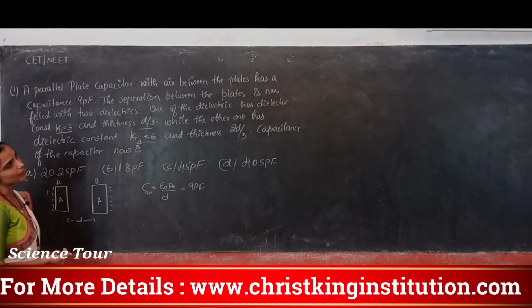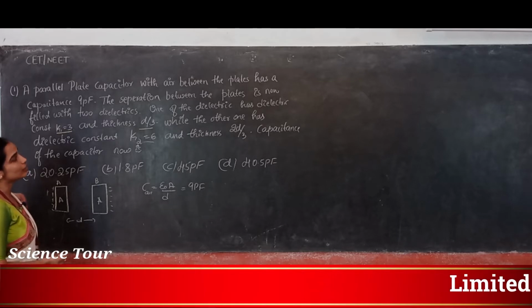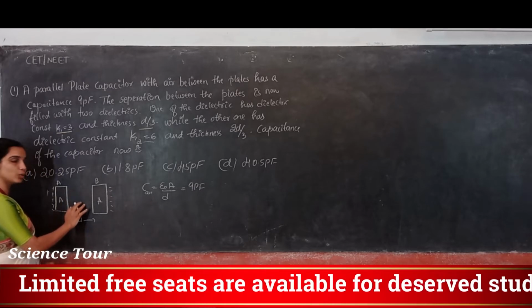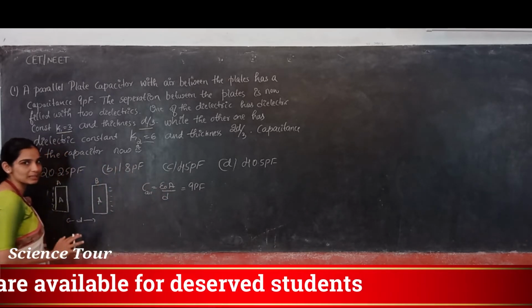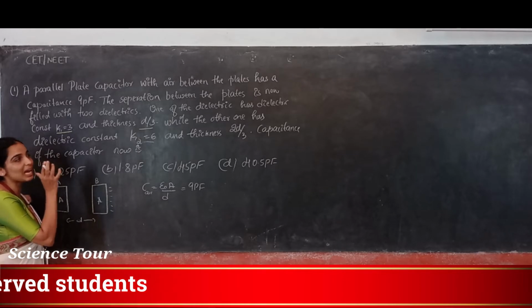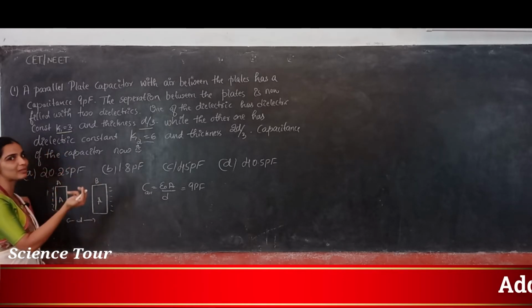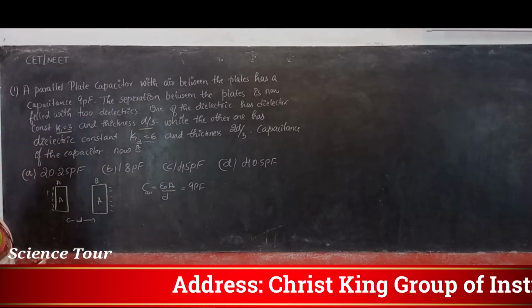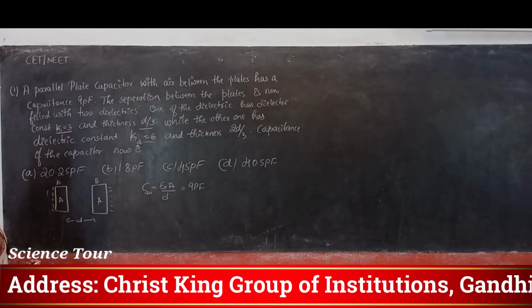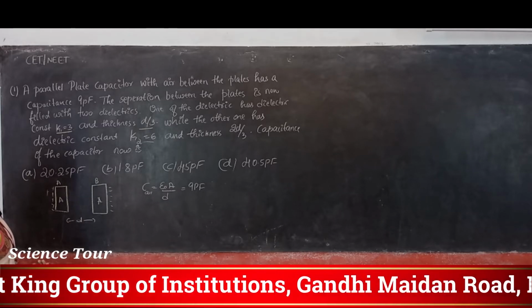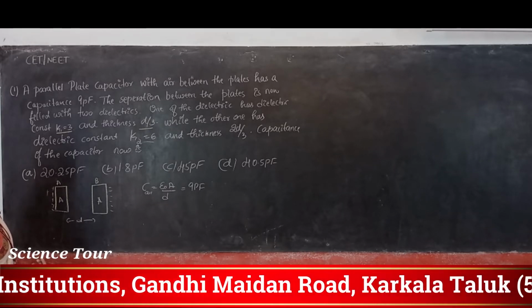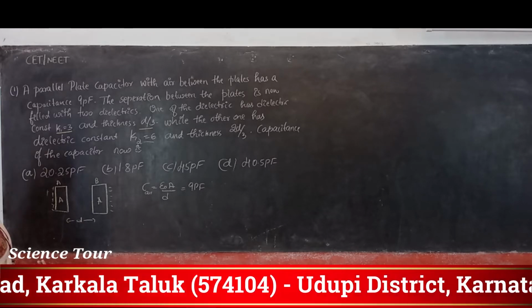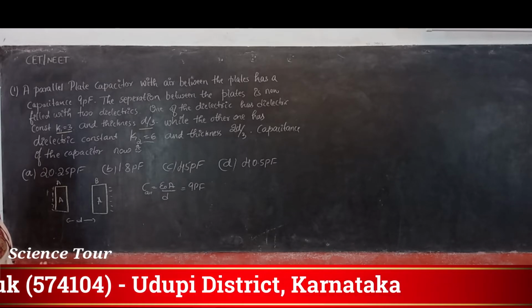Okay, let's move to the next step. The separation between the plates is now filled with two dielectrics. Now, when nothing is filled and you just have air, this is the capacitance. When you fill it with some dielectric constant, the capacitance will vary. We know that it will become C dash. One of the dielectrics has dielectric constant K1 and thickness D by 3, while the other one has dielectric constant K2 and thickness 2D by 3.